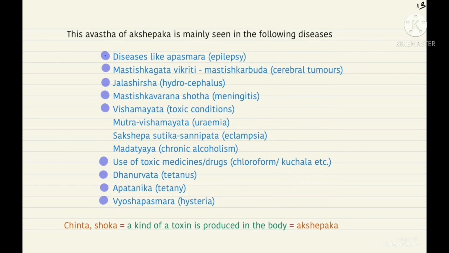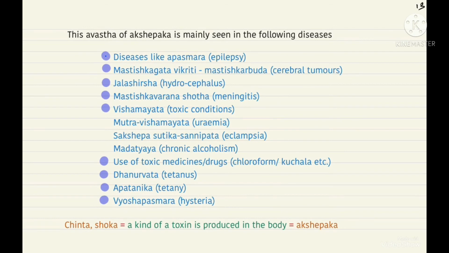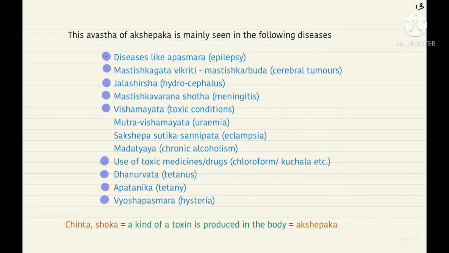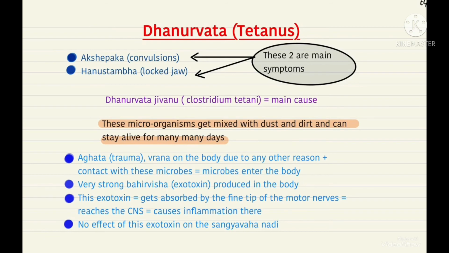Also, the use of toxic medicines or drugs like chloroform or kuchla, nux vomica, can lead to Akshepak. Then there are Akshep or convulsions in Dhanurvat, which we call tetanus, Apatanika, which we call tetany, and Vyoshapasmar, which we call hysteria. These are a few diseases where we see this avastha of Akshepak. Also, Chinta and Shok can prepare a kind of toxin in the body, which can result in Akshepak or convulsions.